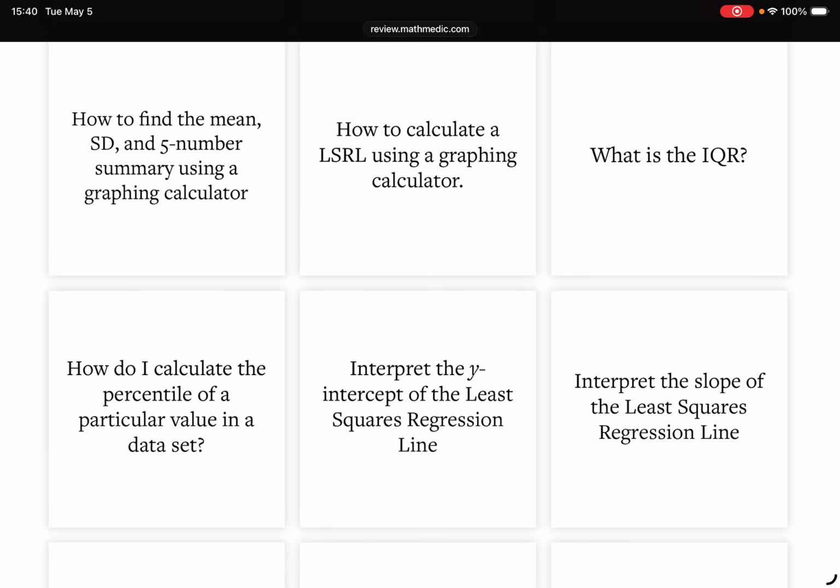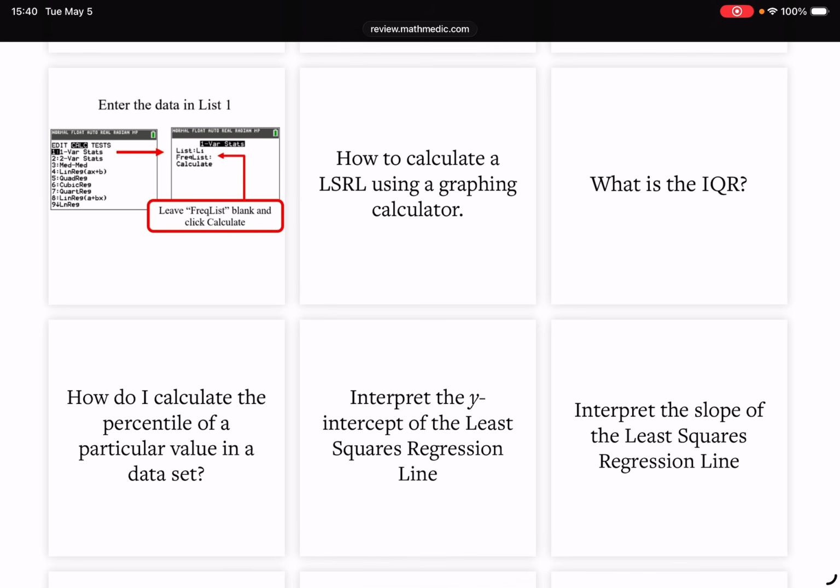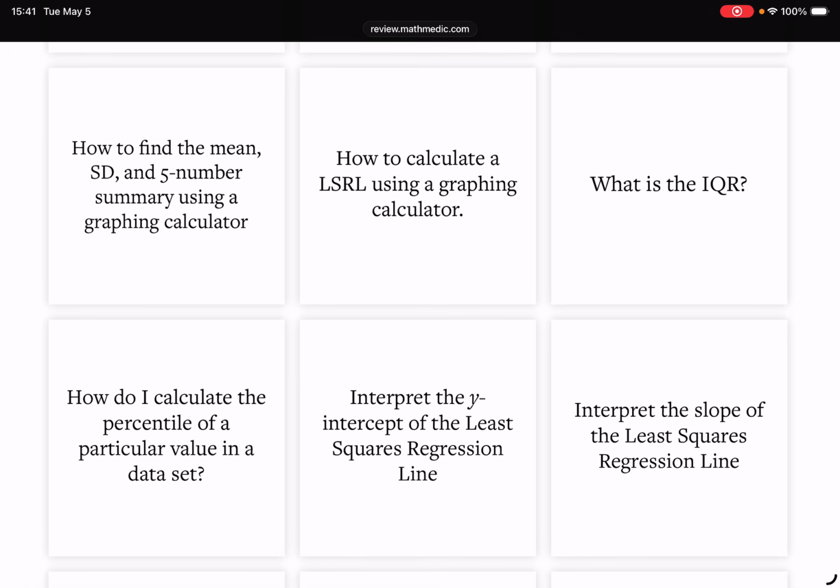Okay, next it says how to find the mean, standard deviation, and 5-number summary using a calculator. So this is good if you're using the TI-84. Remember on Desmos, if we need to use the 5-number summary, we are going to go to add a function, and the function is going to be stats, S-T-A-T-S. And what that is going to have us do from there is create a list of the data, and then it will develop the stats for us. So 5-number summary is stats on Desmos.